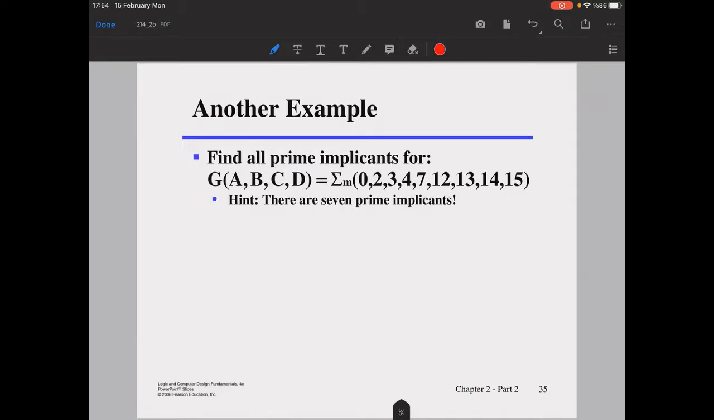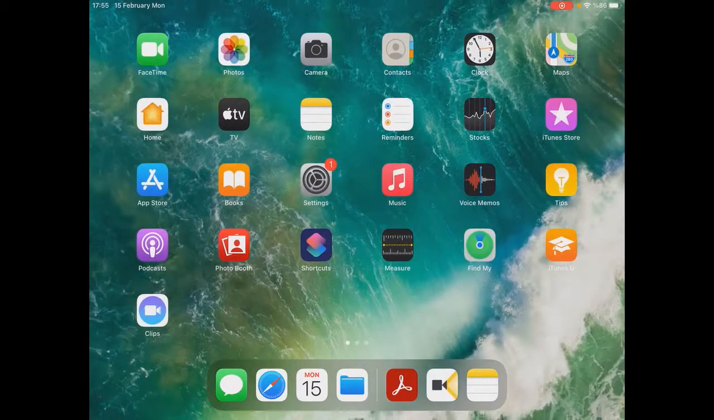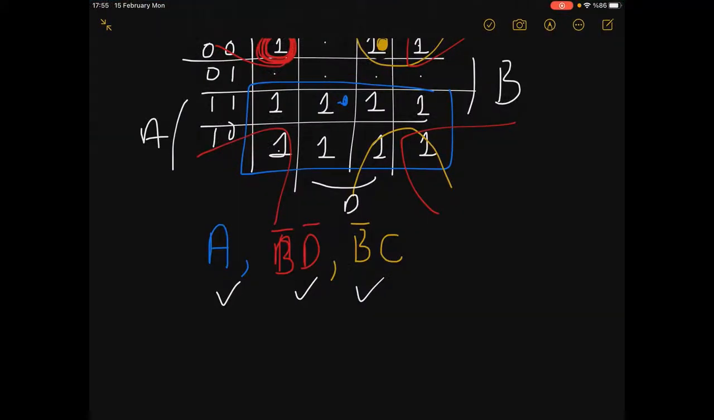Now, another example we have here. Now let's try to solve this one as well together. It gives us a hint that there should be 7 prime implicants here. Let's try to solve it together.